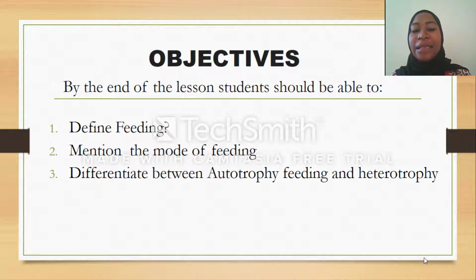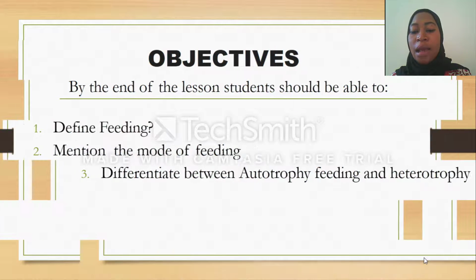By the end of the lesson, students should be able to, number one, define feeding. You are going to tell us the meaning of feeding. Number two, mention modes of feeding. Number three, differentiate between heterotroph and autotroph.